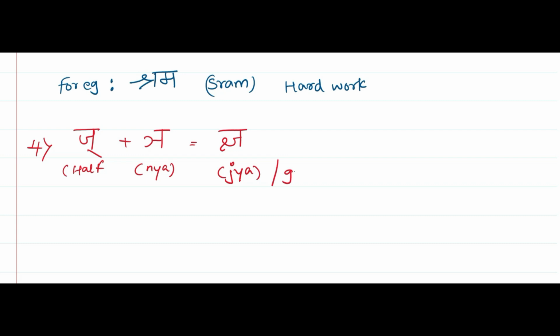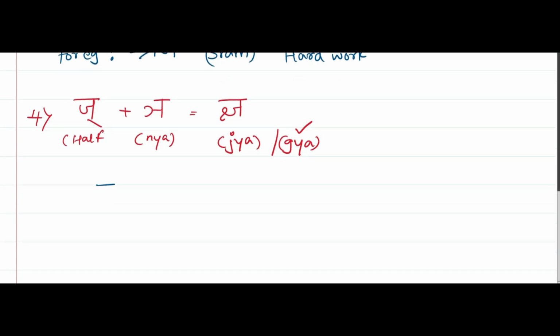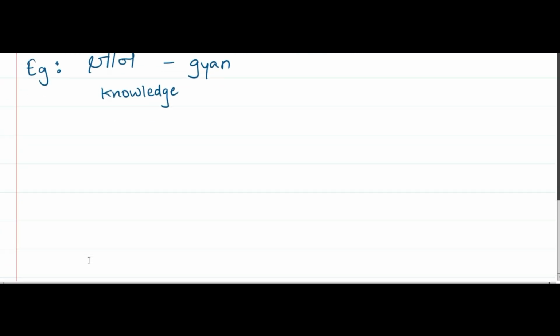It's also said as gya or dnya. We use this often. So if I say gyan, gyan means knowledge. Okay, the next one.